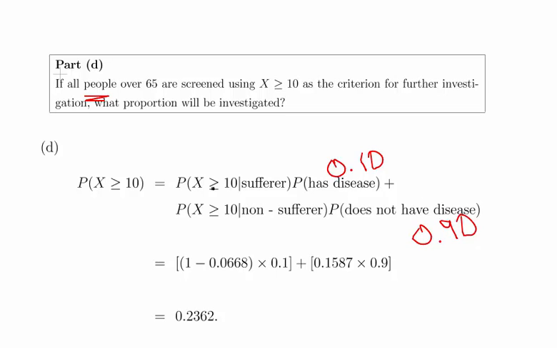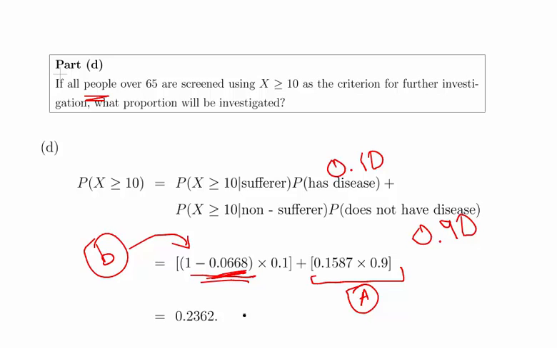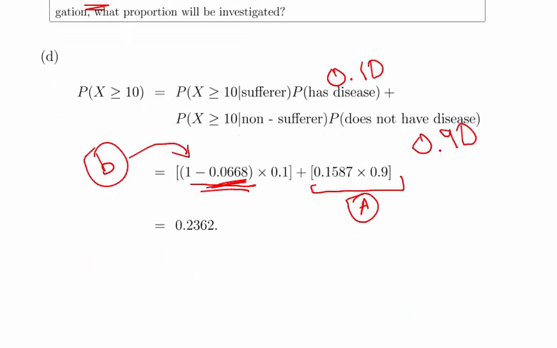Okay. So the probability x greater than or equal to 10, given you're a sufferer, is the complement of the value that we found earlier on, from part B. That value there is 1 minus 0.0668, where 0.0668 is what we found out in part A. So working all this out together, and I'm just going to speed things up here, it should work out to be 23.62%, 0.2362.